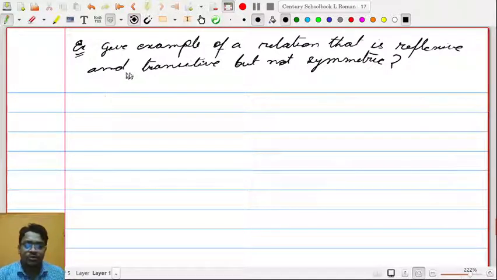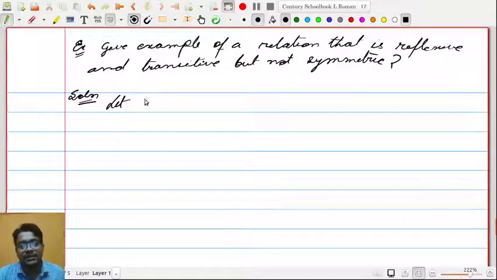Obviously with 1 2 3 4 we can construct. So let us go to some other standard examples. Give an example of a relation that is reflexive, transitive, but not symmetric. First of all, to construct a relation we need to fix a set, that is the universal set we have to fix. So let Z be the set of integers.